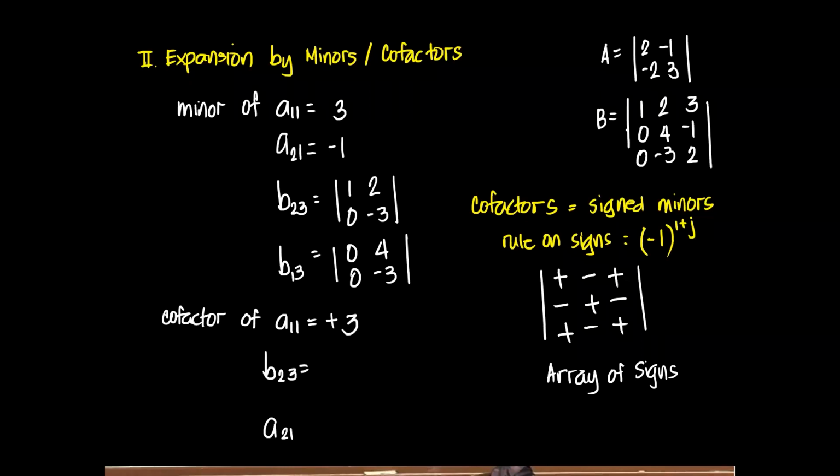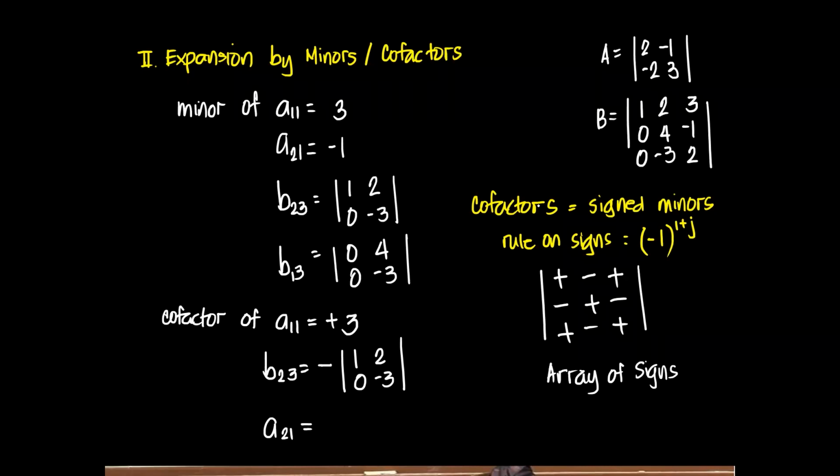2, 3. Where's 2, 3? 2, 3. Anong sign niya? Di ba the sign is negative? Kasi 2 plus 3 is 5. Negative 1 raised to 5, it's minus. So minus what? Isn't it that yung minor niya was already solved on top? So 2 here. So that is the cofactor.